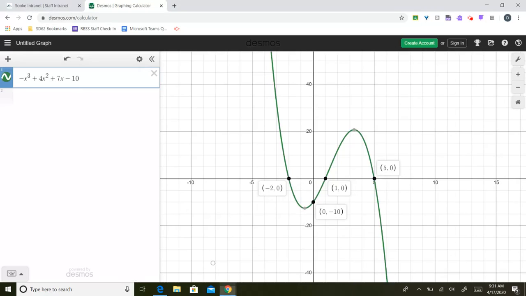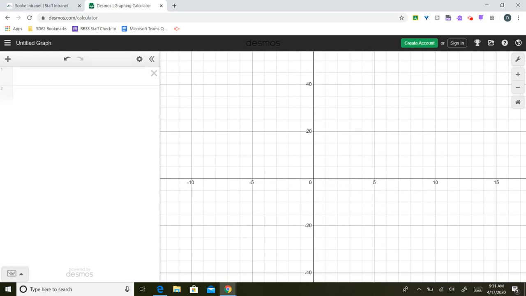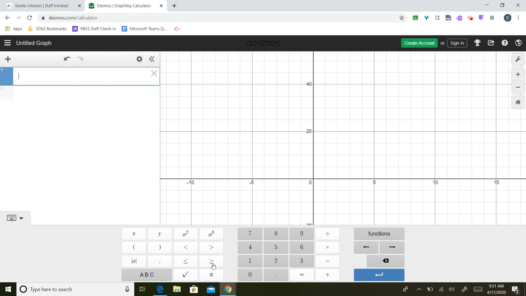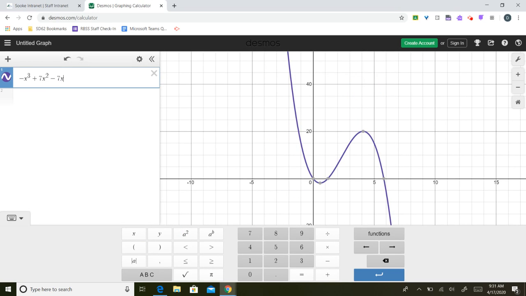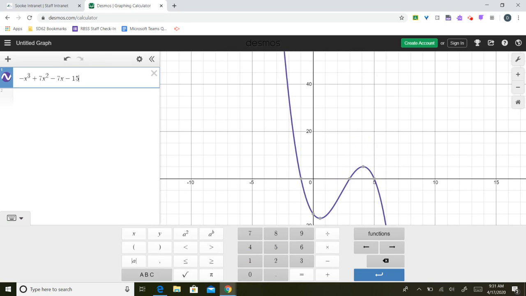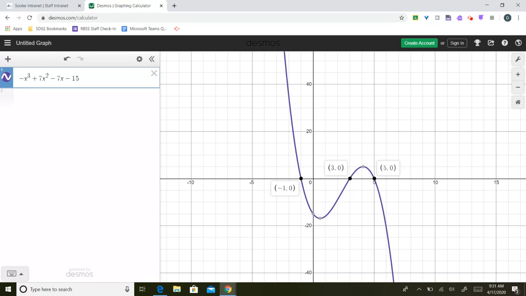So you're going to go to Desmos or whatever graphing calculator you want to use. Clear it all. And we're going to go negative x to the power of 3 plus 7x squared minus 7x minus 15. So there's our graph. We have x-intercepts of negative 1, 3, and 5. We can check to see if our y-intercept, negative 15, matches that, so we're good there.